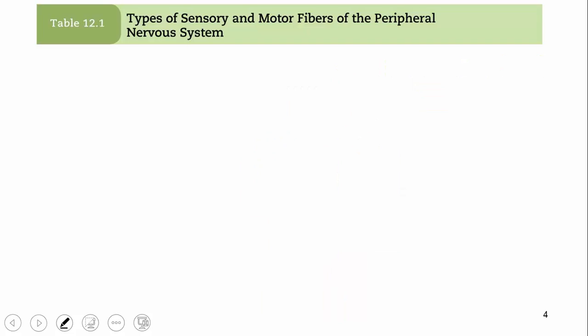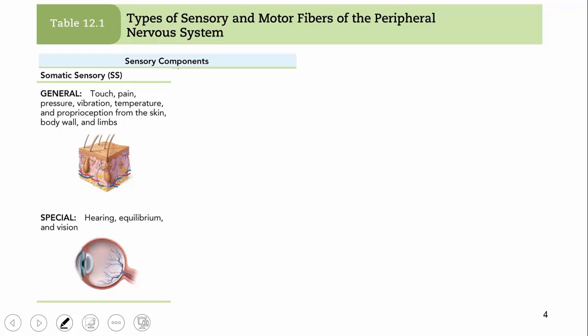If we look at a little chart here, we can classify different types of basically sensory and motor fibers in the peripheral nervous system. So let's go ahead and look at this. If we look at the sensory components, we can classify in two different areas here. We have somatic sensory, which are things like touch, pressure, temperature, proprioception of the skin. Proprioception is a fancy way of saying your ability to basically tell where your body is in three-dimensional space. So like a gymnast, for example, would have very good proprioception, very good awareness of where their body is in space as they're on the balance beam, something like that.